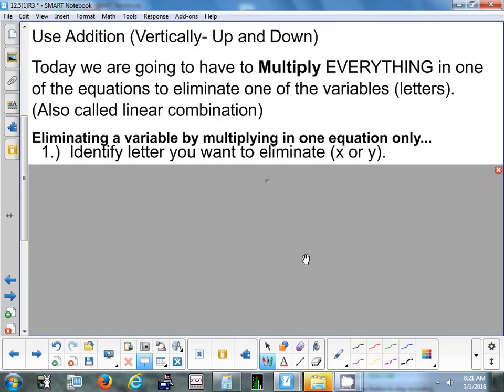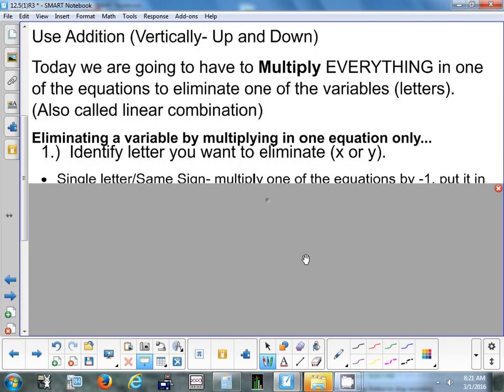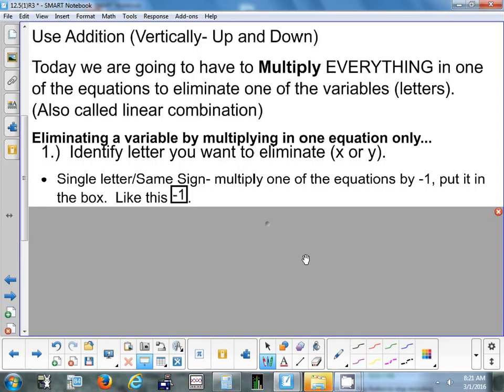So, when I identify the letter we want to eliminate, here's some hints. Say in both problems you have a single letter, let's say y, and they have the same sign. Like 2x plus y equals 3, 4x plus y equals -2. So you have the same letter and same sign. We're going to multiply one of the equations by -1.